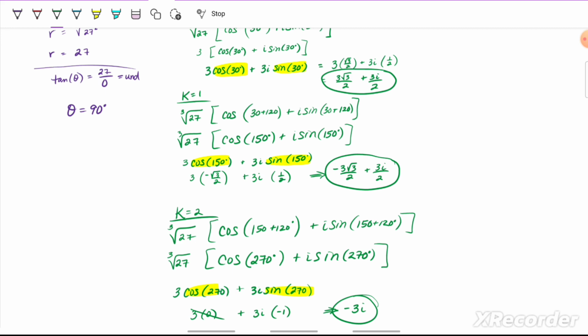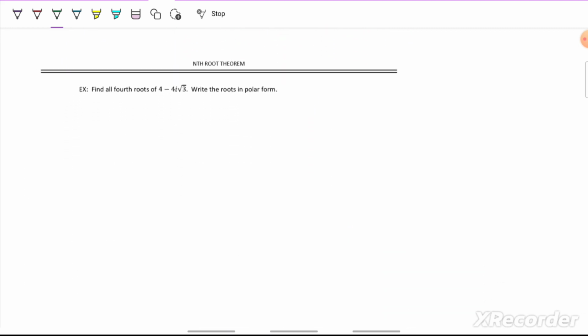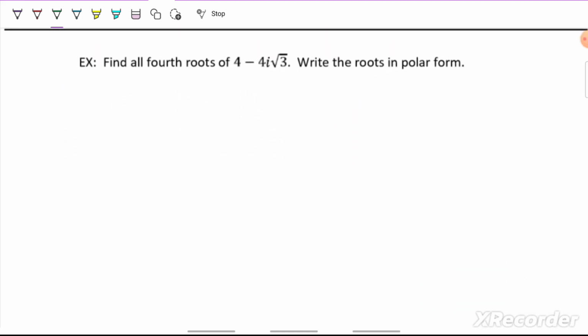Let's try another one. We want to find all fourth roots of 4 minus 4i square root of 3. This time we'll just keep our answer in polar form. But to get started, we need to write our complex number in polar form so that we can apply our theorem. We'll start by finding our r value.